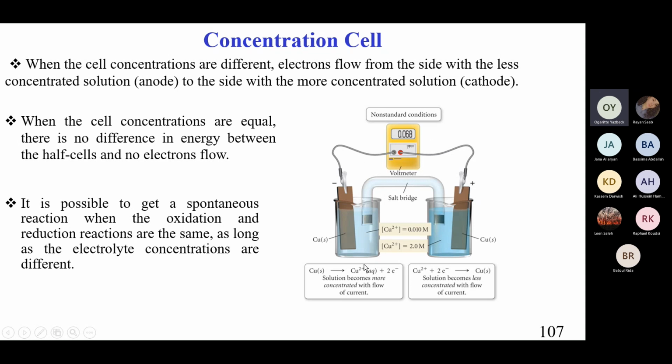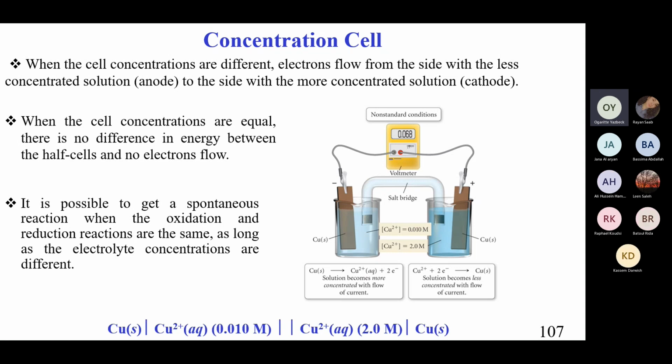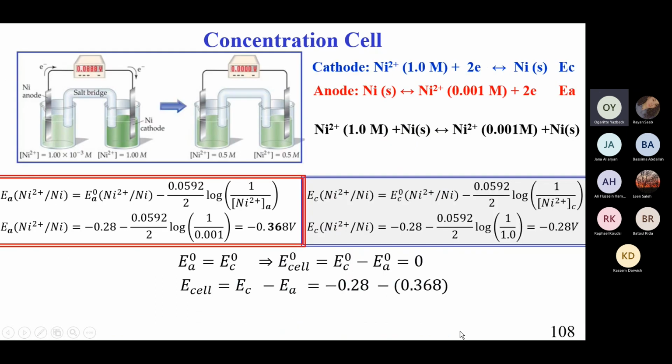For electrons to flow, the concentration of copper 2 plus on this side must be different from the copper 2 plus on the other. So this is called a concentration cell because it only varies in the concentration of the copper 2 plus ion on both sides, the oxidation half and the reduction half. And usually the concentrations are in brackets if we have it written in the cell diagram way.